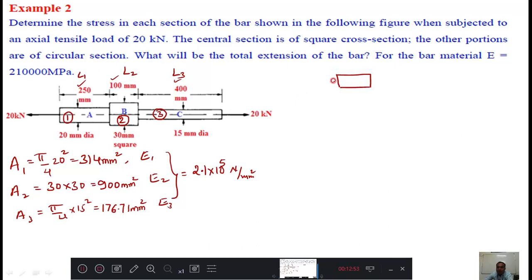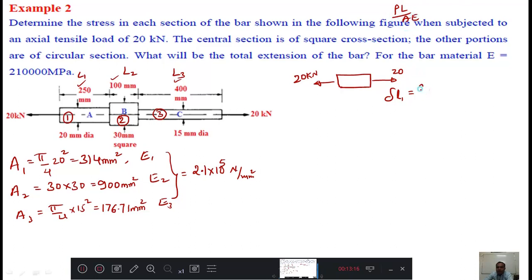This bar A is pulling by 20 kilonewton here. Then that bar A will oppose also 20 kilonewton in the opposite direction. Then the extension of bar A will be what? That I will call delta L1, that is PL by A. PL by A is a common formula.